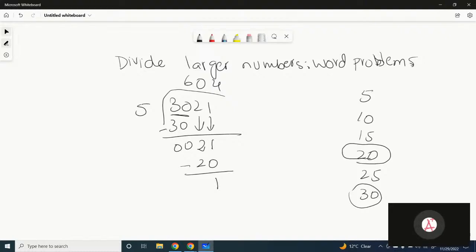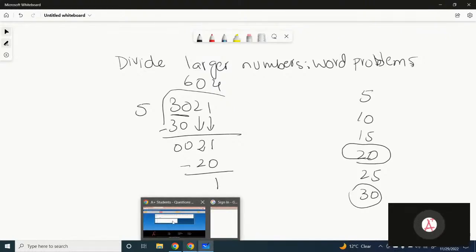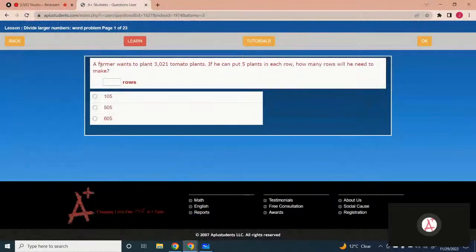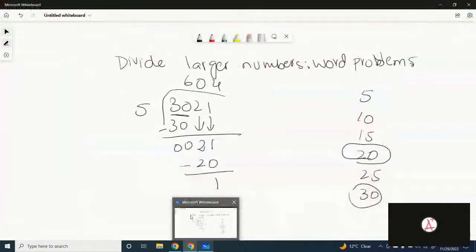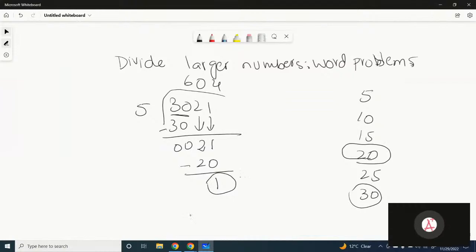So the question is, let me just read the question again. A farmer wants to plant 3021 tomato plants. If he can put 5 plants in each row, how many rows does he need to make? Okay. So he needs to make 604 rows, but he is left with just one more plant. So for one more plant, he has to add another row. So it would be then 604 plus 1. That means the answer is 605. Got it?